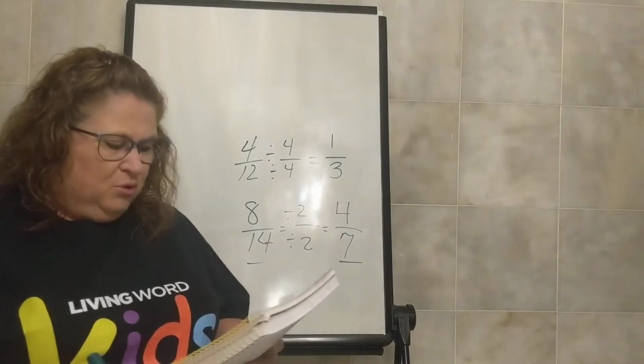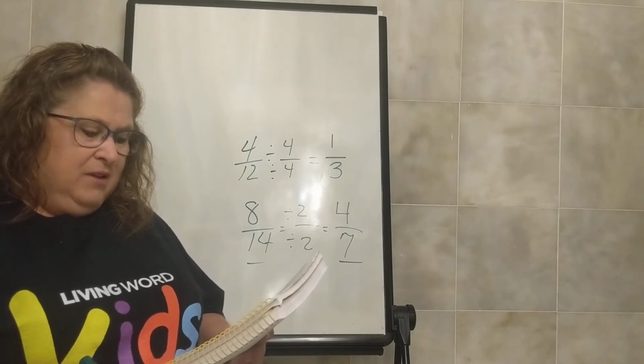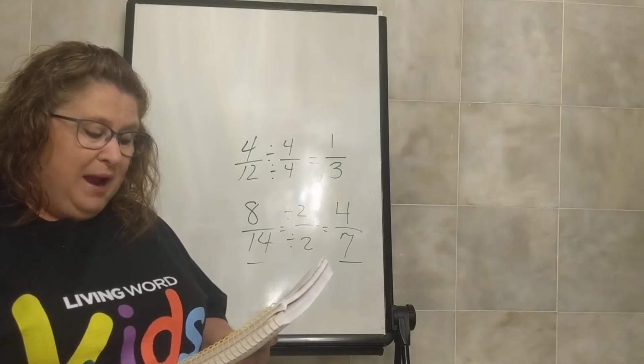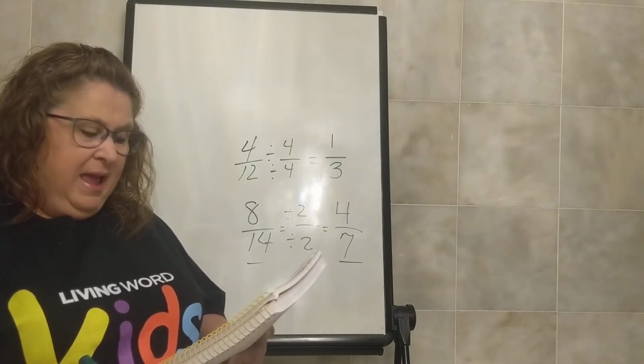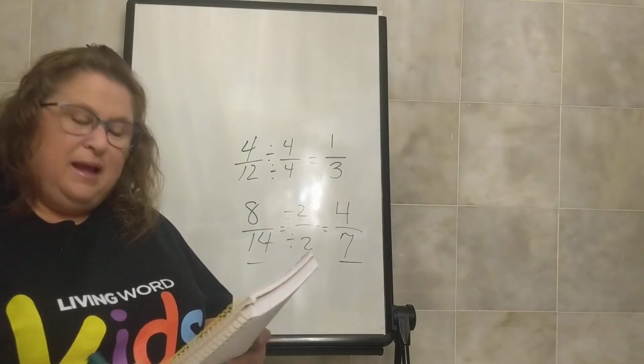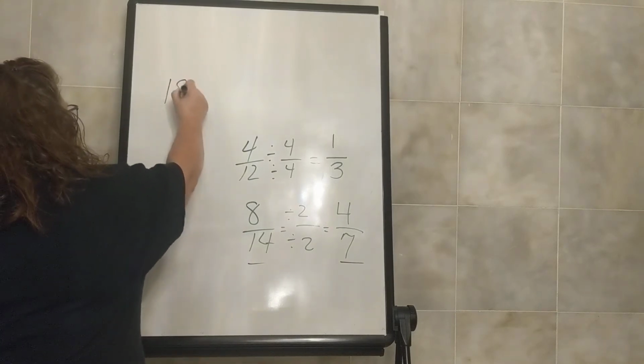Okay? On our story problem, section 4A, it says the missionary pilot flew his plane at the average speed of 187 miles per hour for 11 hours. How far did he travel in that time period? So we're simply going to multiply 187 times 11 to get that answer.